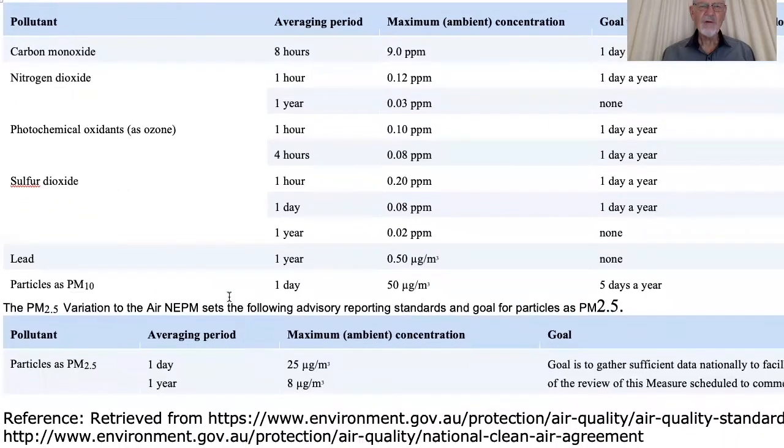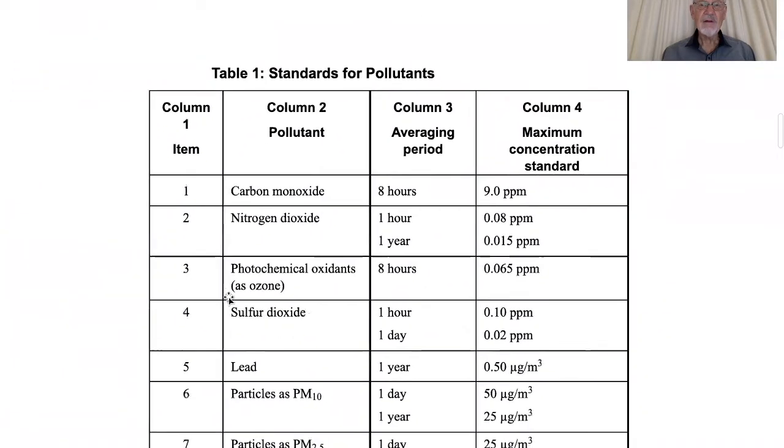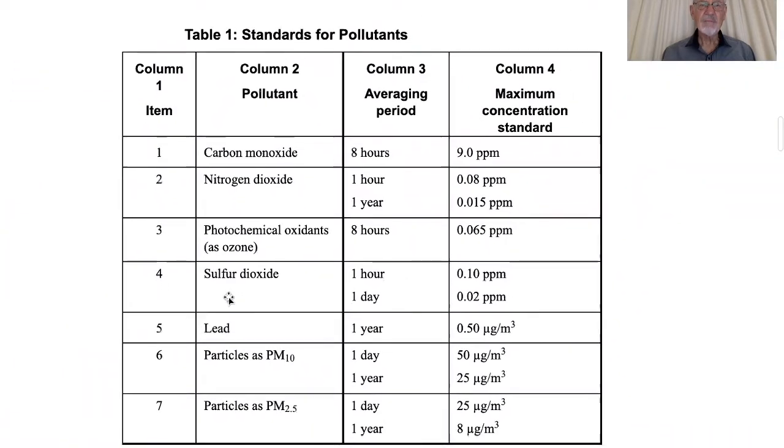So there's the reference. That's where I got that table from, but I also found a rather better presented table. And they're the same pollutants and the same spelling of sulfur. But you can see that these reported values have to be averaged over a particular length of time, and using standard equipment.